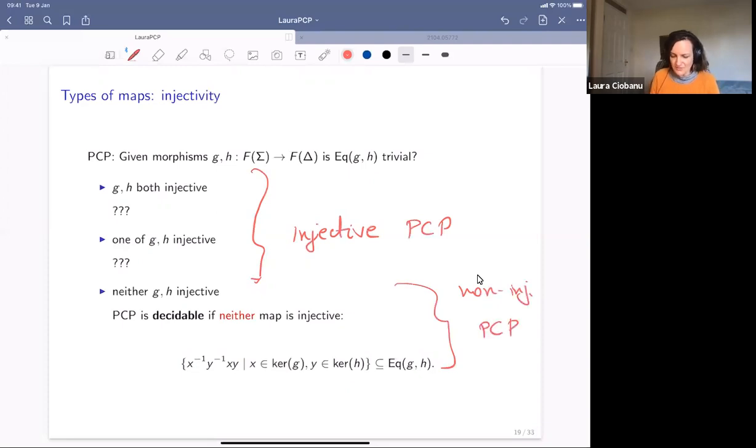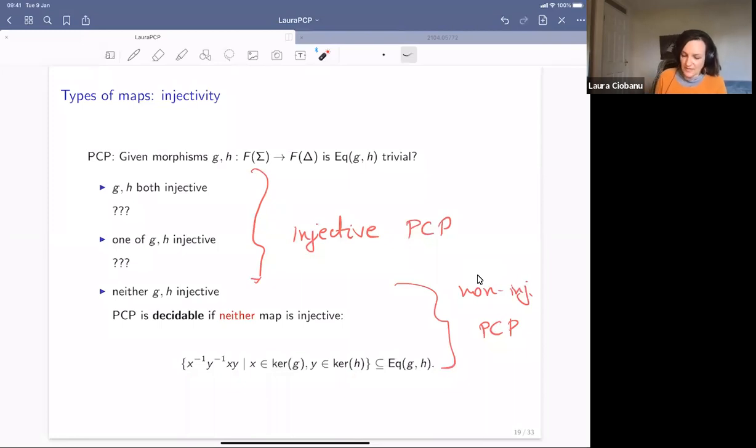Well, it turns out that if the maps are not injective, it's very easy. If none of them is injective, then PCP is decidable, because this set, and I'll get back to it on the next slide, consisting of commutators from the kernel of the two maps will be in the equalizer. So let's expand this a little bit.